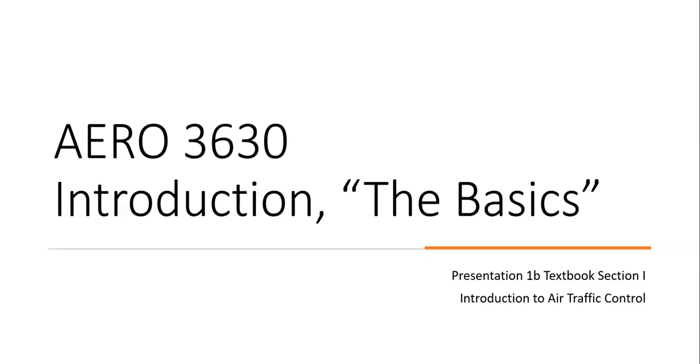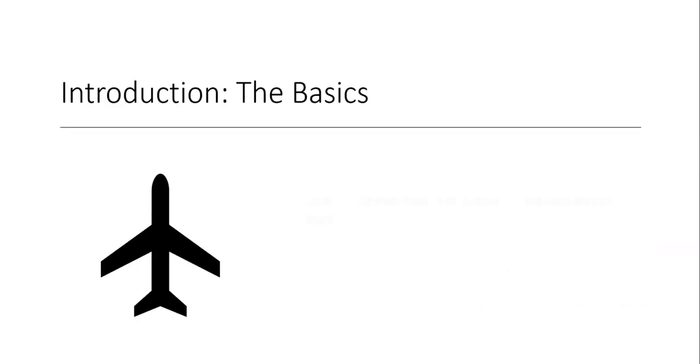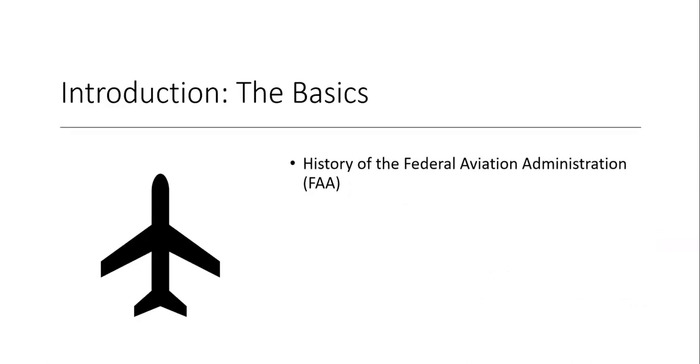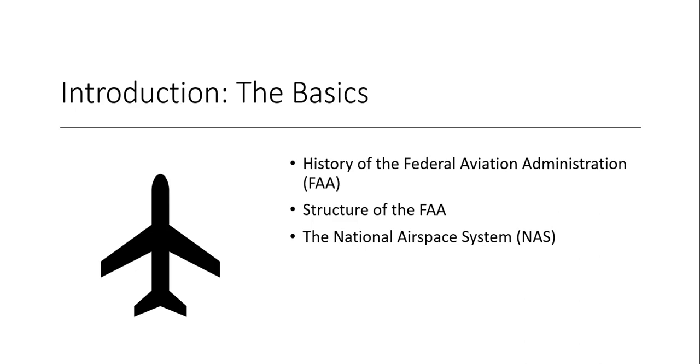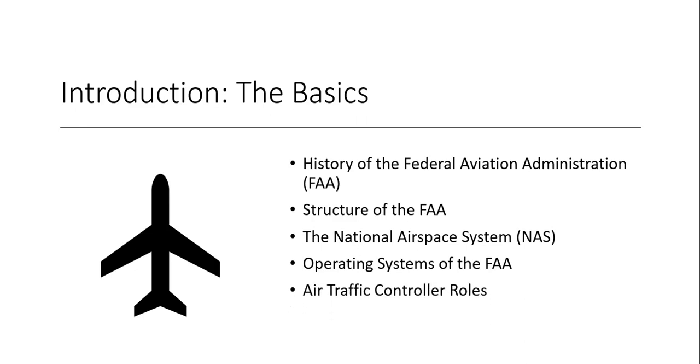Welcome back to AERO 3630, Introduction to Air Traffic Control. This is part B of the basics. In part A, we went over the history of the Federal Aviation Administration, and we looked at the structure of the FAA, as well as the National Airspace System. In this presentation, we'll be looking at operating systems of the FAA and also air traffic controller roles.